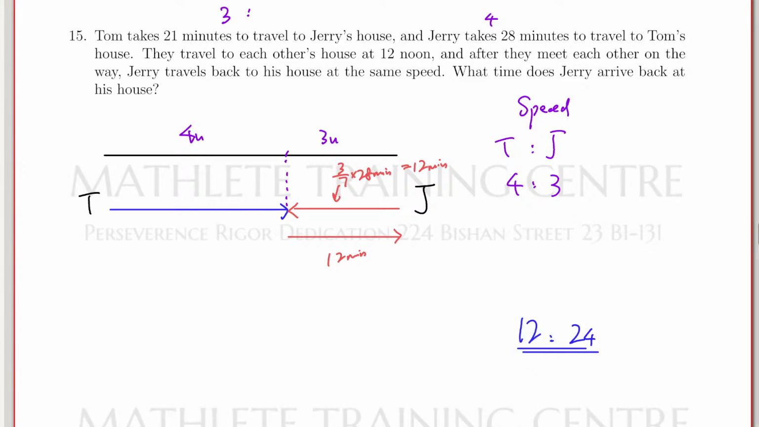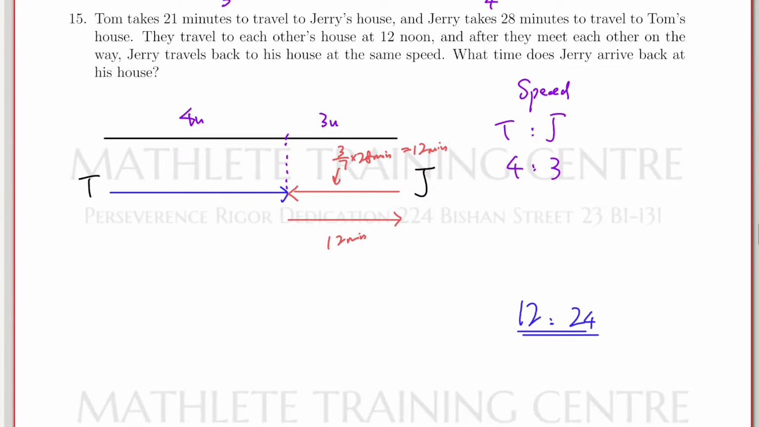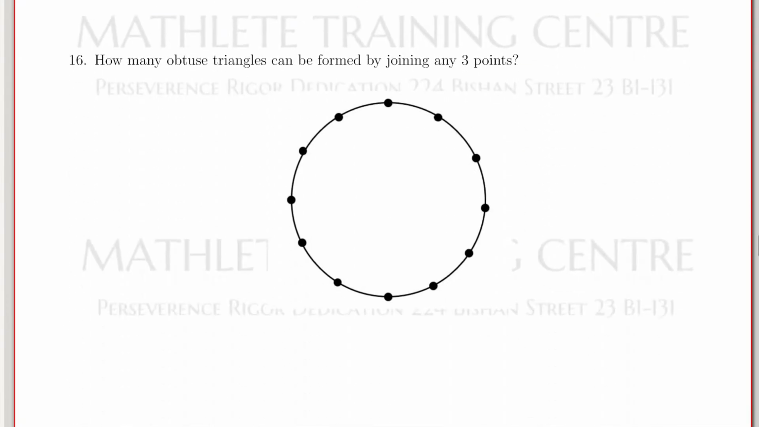Okay, let's move on to question number 16. Question number 16 asks this following question. How many obtuse triangles can be formed by joining any 3 points? So this is not so easy of a question to do.